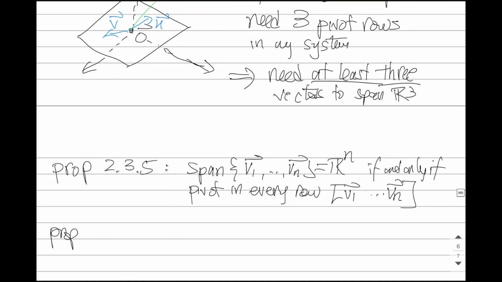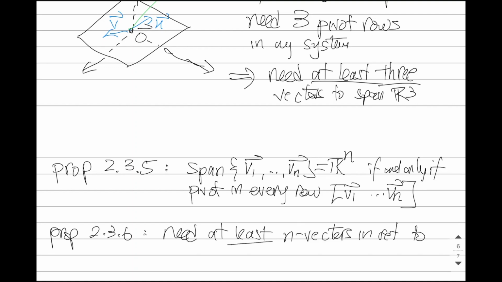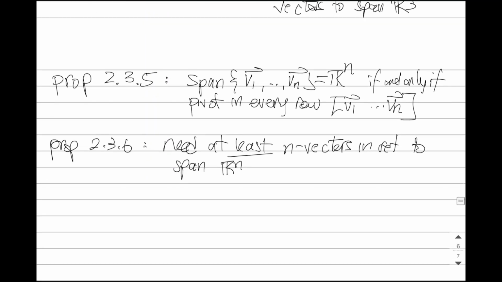Proposition 2.3.6 says you need at least n vectors in a set to span Rn. If you have fewer vectors than that, you won't be able to span because you need to have enough pivot rows. And you have to be really careful. Some vectors will do it and some vectors won't.